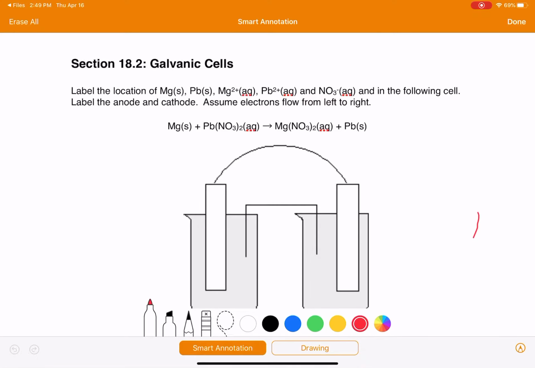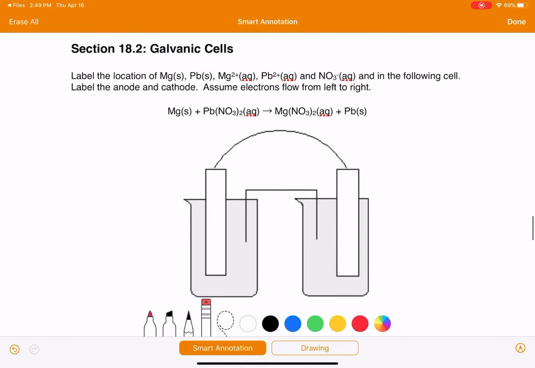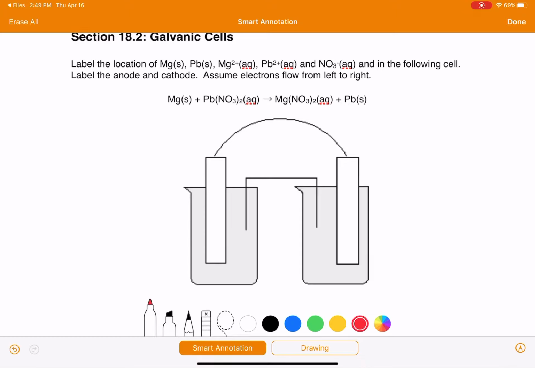Now let's practice looking at these redox reactions, and we have these skeletons of a galvanic cell, and we're going to fill the components of the galvanic cell into this diagram. We're given the total redox reaction right here, and we are also told to assume that the electrons are going to flow from the left side to the right side. So the electrons are going to go in this direction right here. That's our wire. This is our salt bridge.